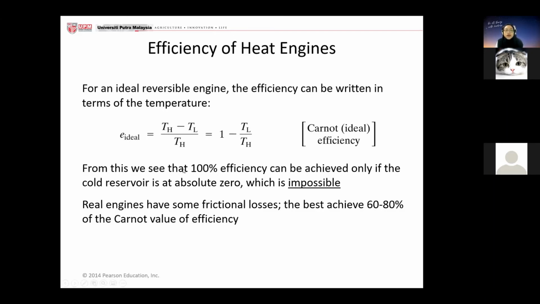So why can 100% efficiency not be achieved? Because the cold reservoir needs to be at absolute zero. And remember before, we already talked about how achieving absolute zero is impossible.